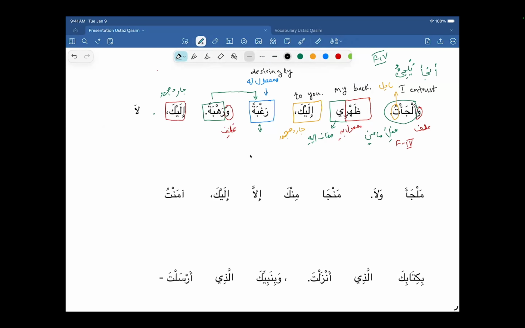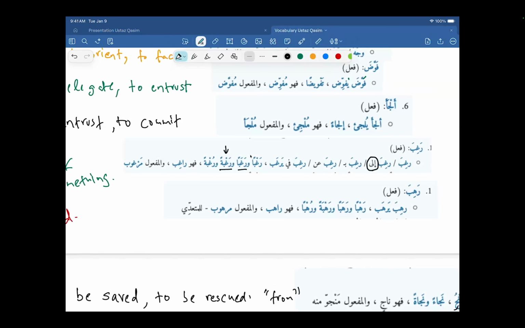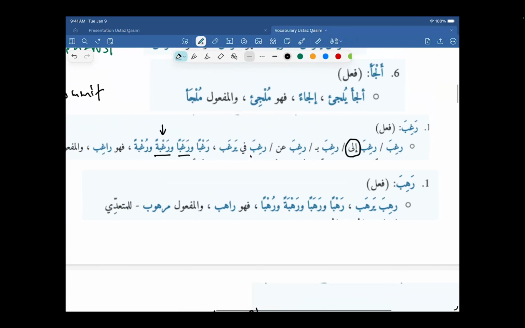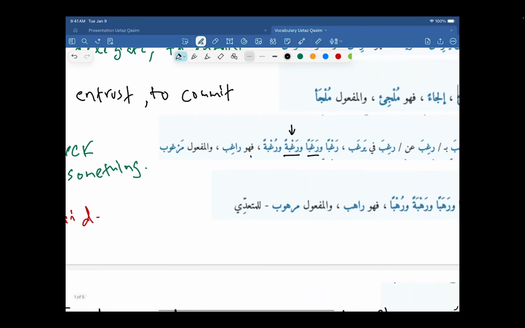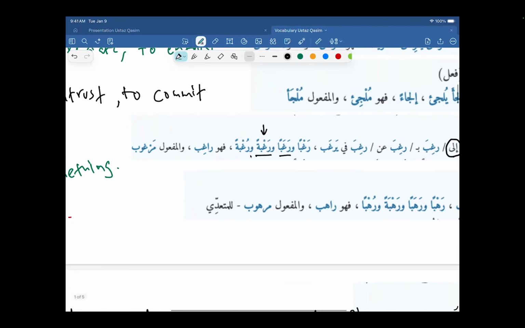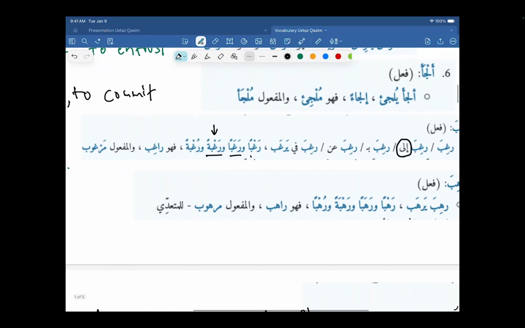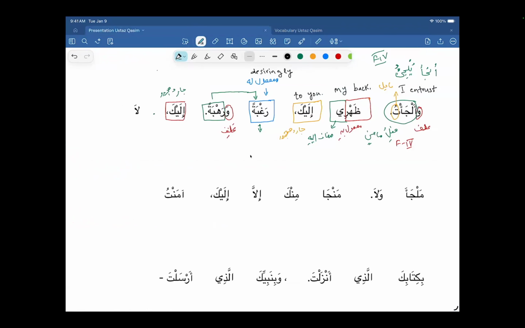Okay, and rahbatan. The verb is rahiba yarhabu, and it means to be afraid of something, or fearing something. So I can say desiringly and fearingly, I guess. Yes, fearingly.